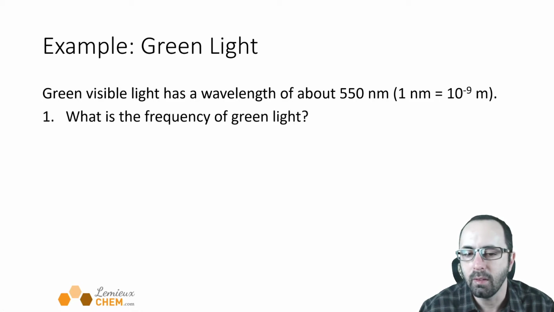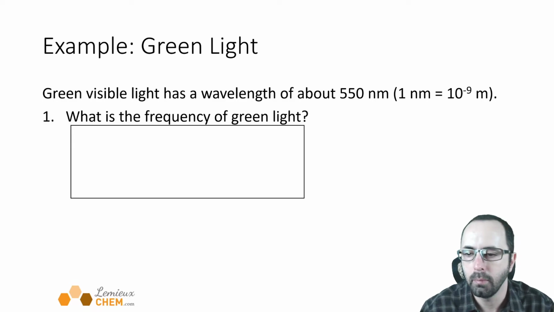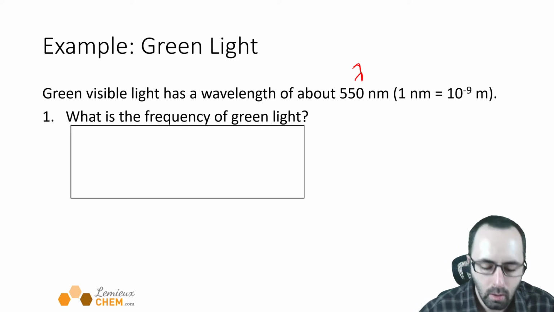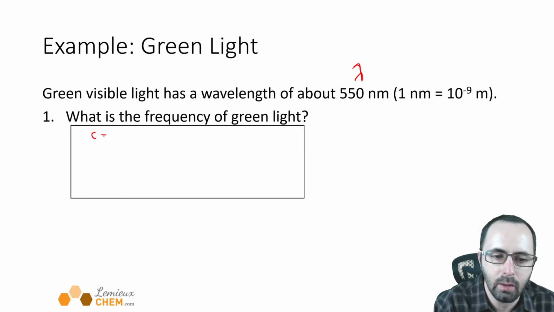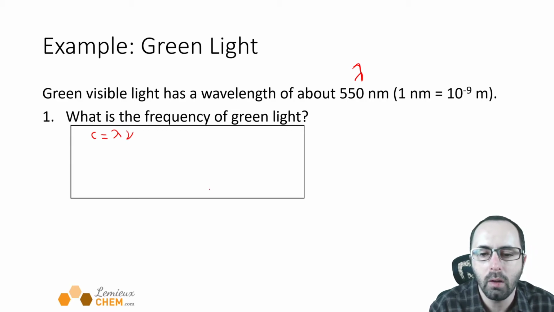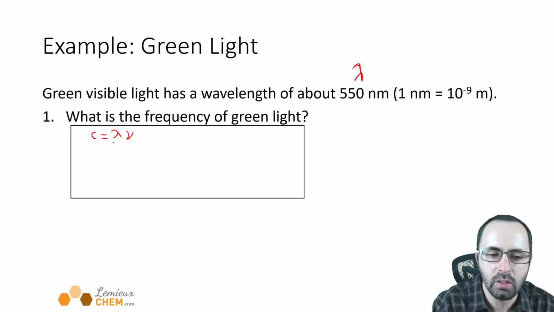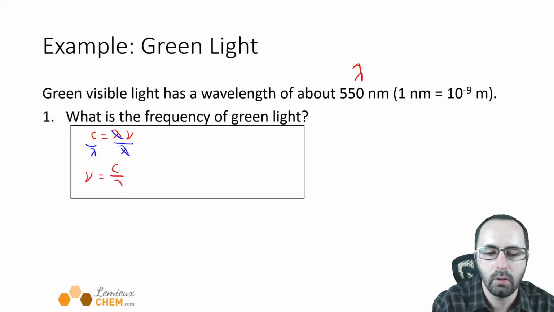So what is the frequency of green light here? Okay, well, we're given the wavelength. So this is the wavelength right here, which we use this symbol lambda to represent. And we know that the speed of light equals lambda, the wavelength, times nu, the frequency. And what we want to get is the frequency. So we're going to have to solve this equation for frequency. To do that, we should divide both sides by the wavelength. So then our wavelengths cancel, and all we have is frequency here. And so we'll get that the frequency is the speed of light over the wavelength.